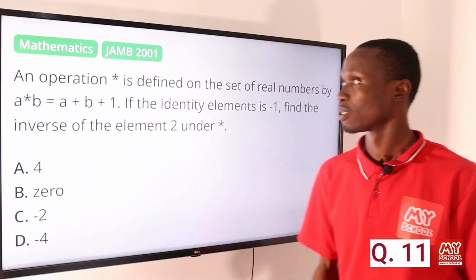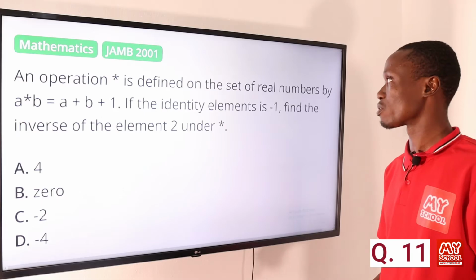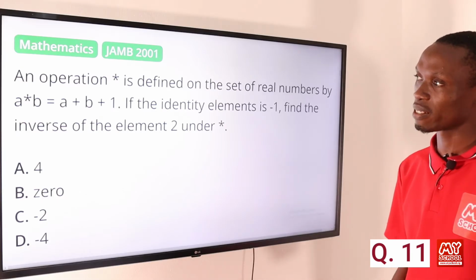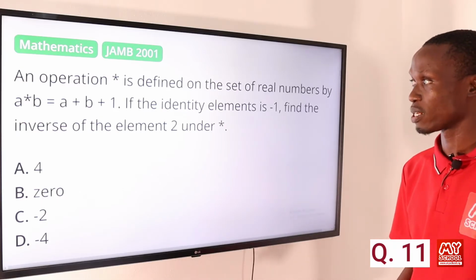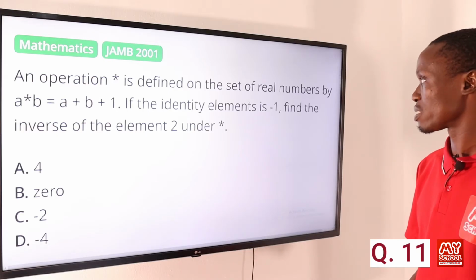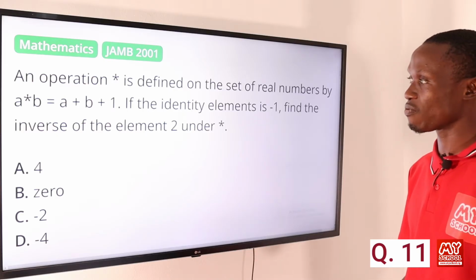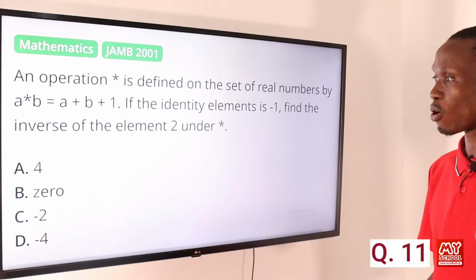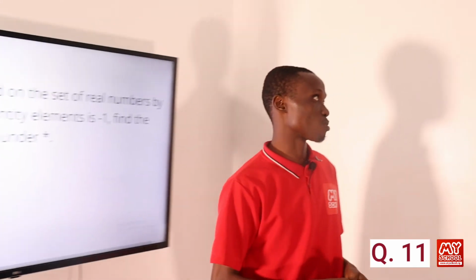Question 11. An operation star is defined on the set of real numbers by a star b equals a plus b plus 1. If the identity element is minus 1, find the inverse of the element 2 under star. So let's return to the board to solve this question.